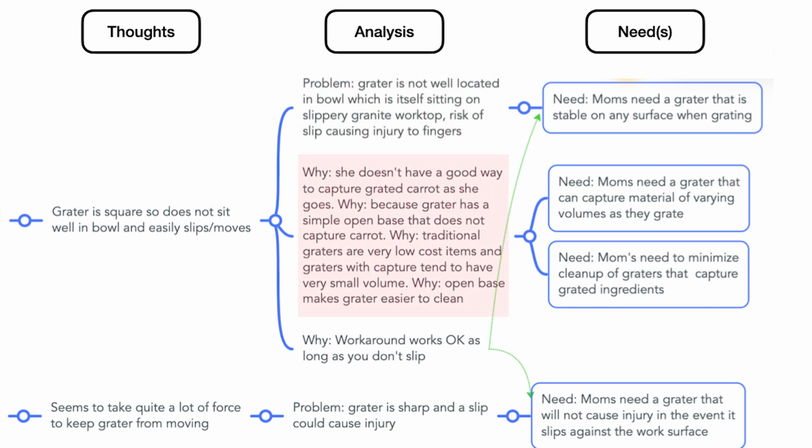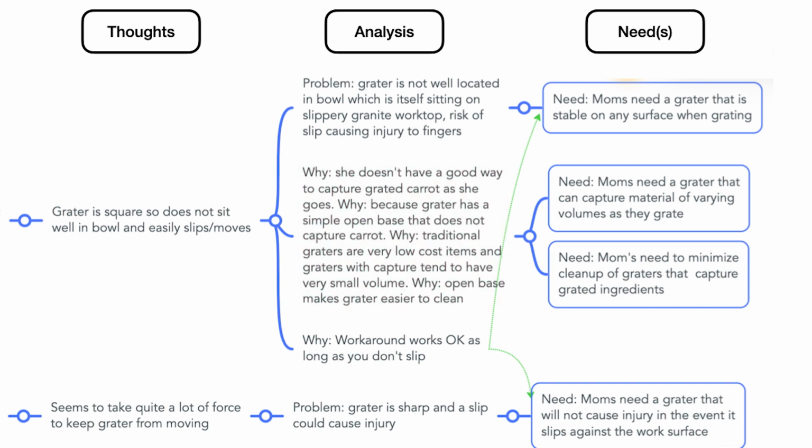So why? Well, Mum doesn't have a good way to capture grated carrot as she goes. And this is because the grater has a simple open base that doesn't capture carrot. That's why she puts it in the bowl. Traditional graters are very low cost and just simple folded and pressed metal. And they don't tend to have a way to capture, certainly not smaller volumes. And it's the open base of the grater that makes it easier to clean. So there's a reason for it being like that, but it's not helpful to its use.